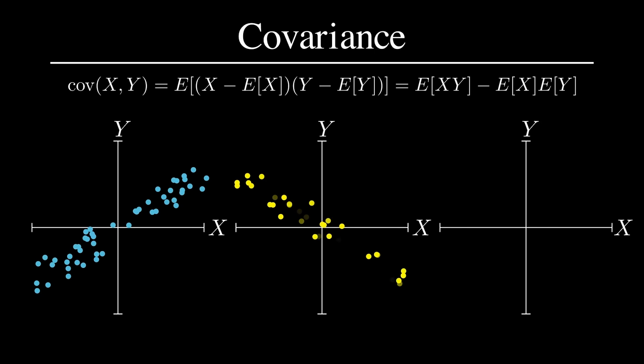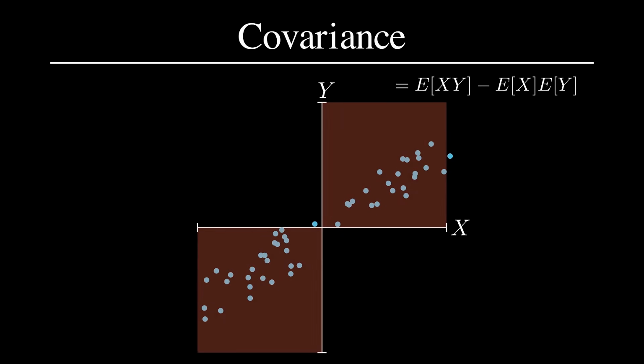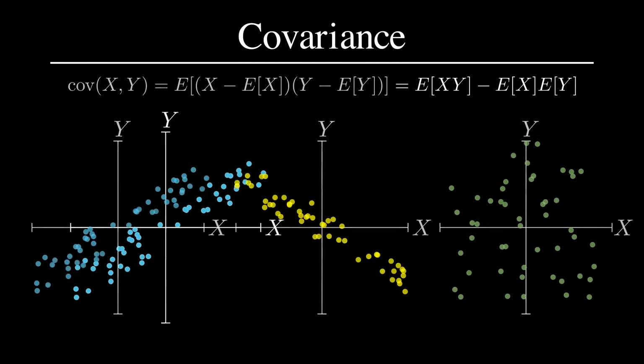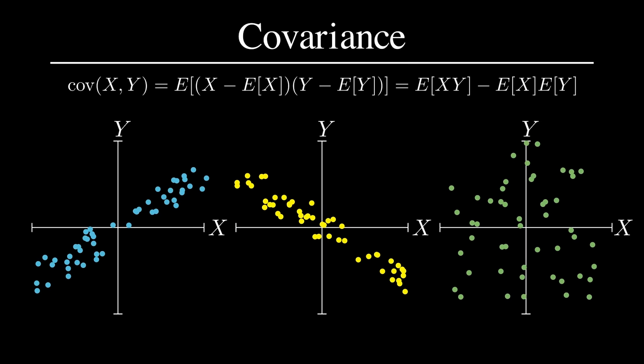To see how it works, take a look at these plots. In the first one, you mostly get positive times positive or negative times negative, resulting in an overall positive covariance. While in the second, most points have coordinates with opposite sign, and covariance will be negative. In the third, it's just about 0.